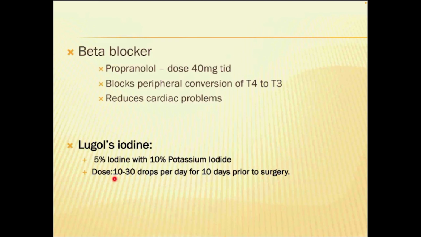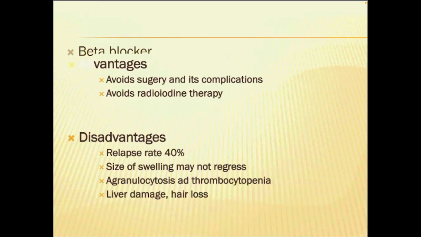Leucocytin is given at the dose of 10 to 30 drops per day for 10 days prior to surgery. The effect of leucocytin is that it reduces the vasculature of the thyroid gland, so that the blood loss during the surgery will be very less.